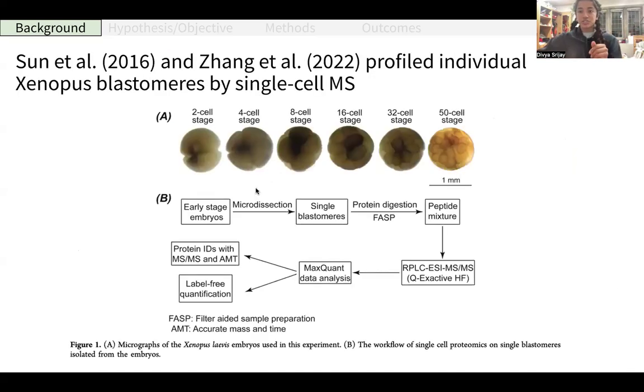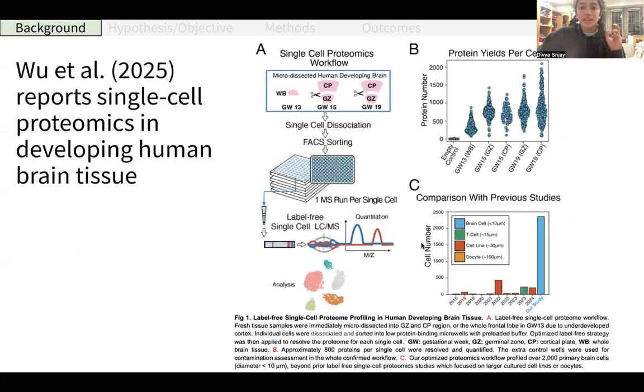Other studies have done single-cell proteomics on blastomeres. They isolated individual blastomeres by dissection and did single-cell proteomics on these Xenopus blastomeres. And finally, most recently, we see a paper that got developing human brain tissue samples and did FACS and single-cell proteomics to get proteome-level data in a developing human brain.